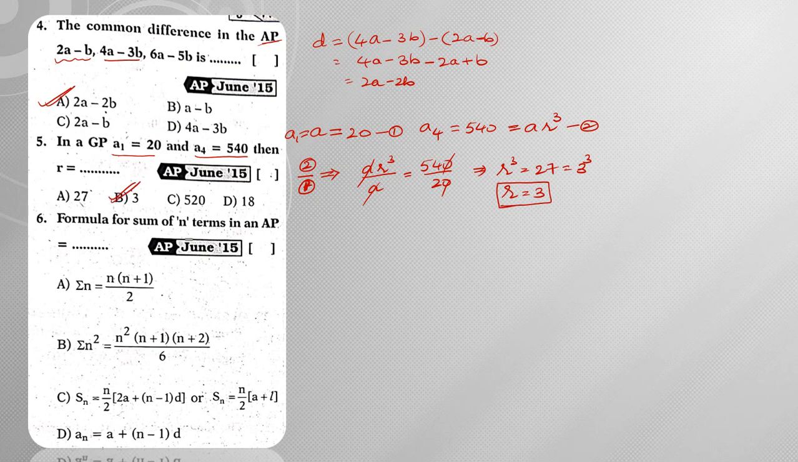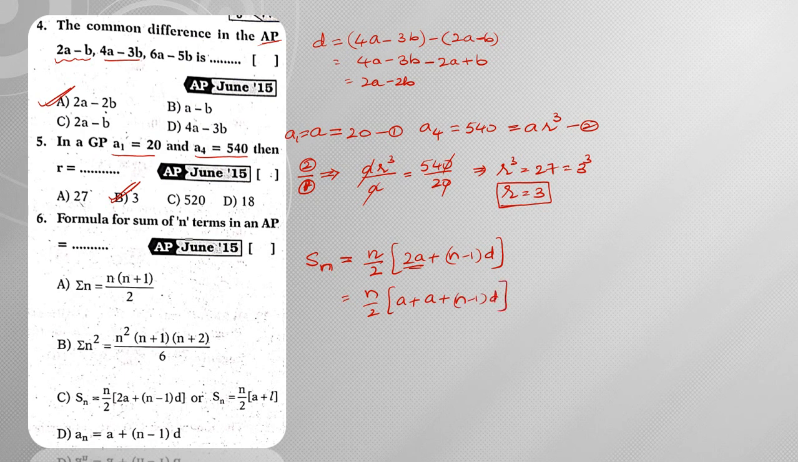Next, the formula for the sum of n terms in an AP. The sum of n terms of an AP is denoted by the symbol Sn. So Sn is equal to, what is the formula for the sum of n terms of an AP? n by 2 times of 2a plus (n minus 1) into d. So 2a plus (n minus 1) into d. This can also be written as n by 2 times of, this 2a I can write as a plus (n minus 1) into d.